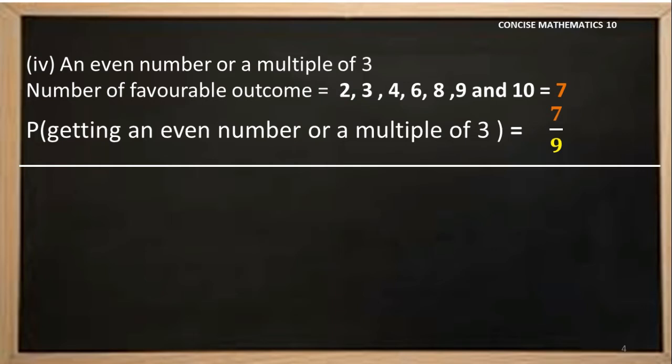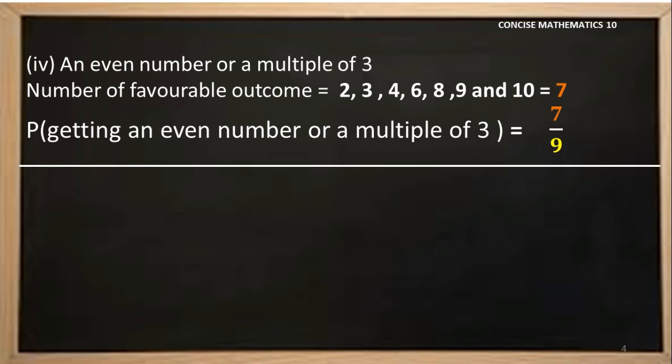Sub question 4, it is an even number or a multiple of 3. Now we have a choice. That means to say, if you have 'or', there is no such condition. If one condition is satisfied also, we can take it. That means to say, among 2 to 10, I can take all even numbers, I can take all multiples of 3, irrespective of the condition that both should be satisfied.